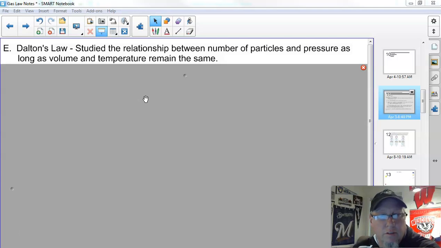We are looking at Dalton's law today. It's the most difficult of the gas laws, which is why we're not using Tyler DeWitt to explain it to you. Try to be a little bit more clear as we go through the relationship. So it is the relationship between the number of particles and pressure. The key is volume and temperature have to remain the same.